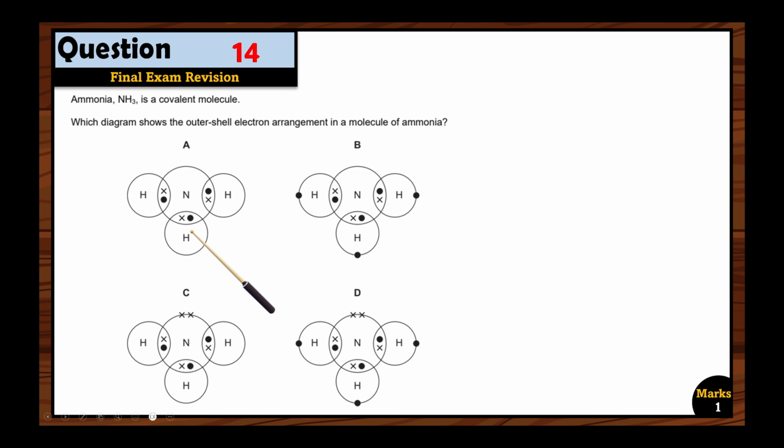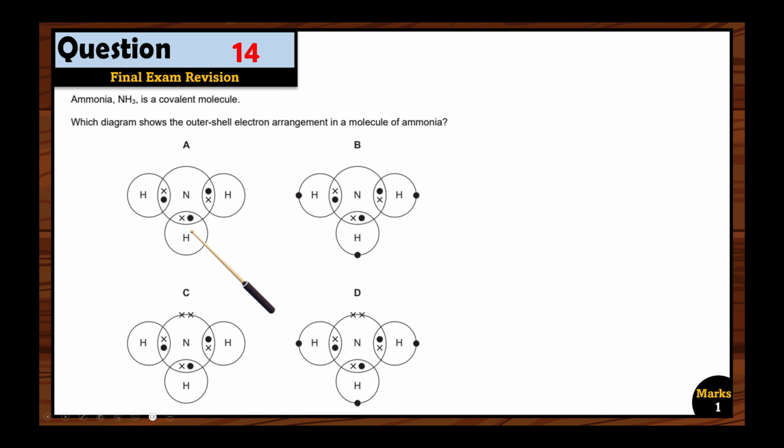So now in the exam, usually you will see the electronic structure like this, not like this one, because this is from the past papers, but usually now you will see the questions having the structures like this. Okay, so it will be easier for you. Ammonia NH3 is a covalent molecule. Which diagram shows the outer shell electron arrangement in a molecule of ammonia?